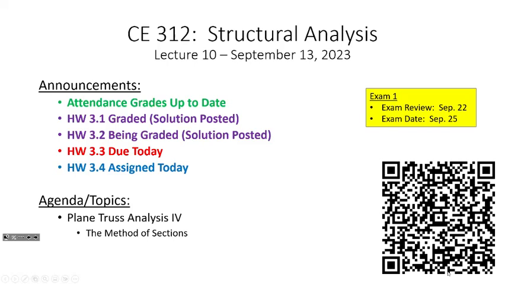Let's get started. We're in lecture 10. This is going to be our last lecture on just truss analysis, where we're going to have coverage of the method of sections. That isn't to say that's the last time that we're going to do truss analysis in the class, because we'll do it again. We're actually going to be doing it next week, but we're doing it for a different purpose. These last couple of lectures, the purpose has been solely to determine the internal forces inside the truss elements.